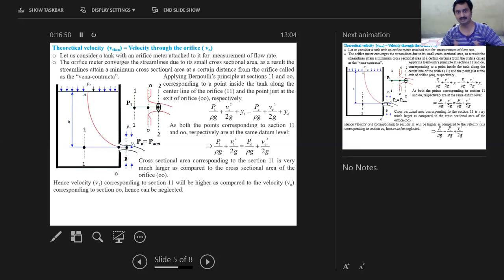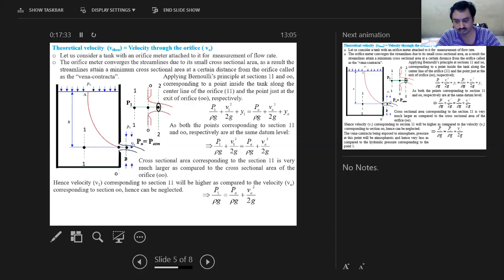You can understand that this is clearly as per the equation of continuity, A1 V1 is equal to A2 V2. So based upon that, we can clearly say that the velocity at section 1,1 will be very small as compared to the velocity at section 0,0, the section corresponding to the orifice. So we can neglect the velocity term at section 1,1, that is, this V1 square by 2g term. So P1 by rho g is equal to P0 by rho g plus V0 square by 2g.